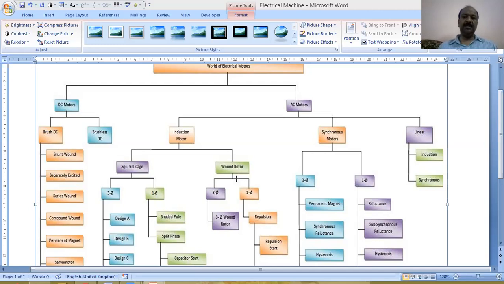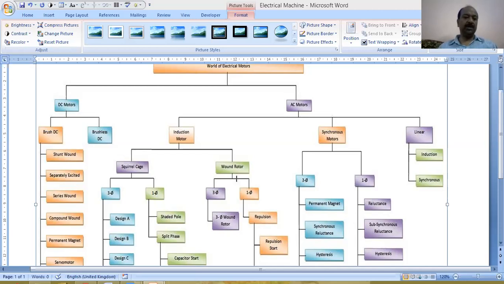An example is the fast moving trains which are operating in Japan. These are motors associated with high speed, and they are all linear motors. Now under this category, normally we are discussing these three motors. One is the DC motor.